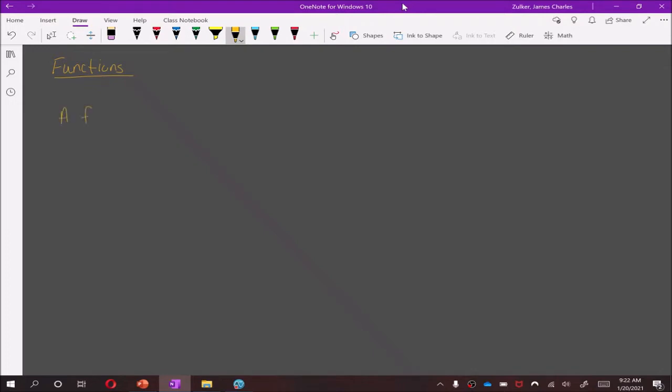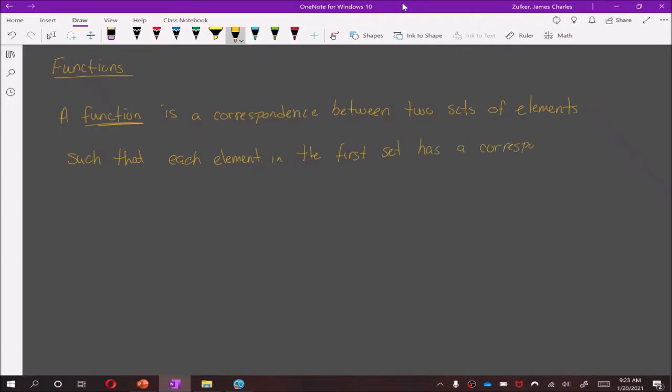So first, a function is a correspondence between two sets such that each element in the first set has a corresponding element in the second set. Furthermore, this corresponding element is unique, meaning that's the only element that corresponds to this first element.